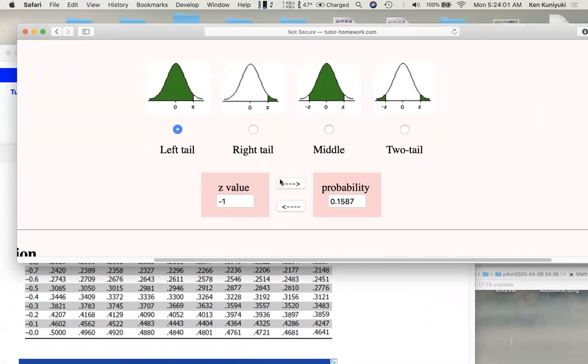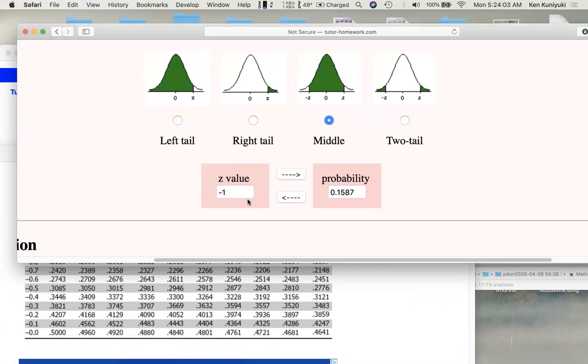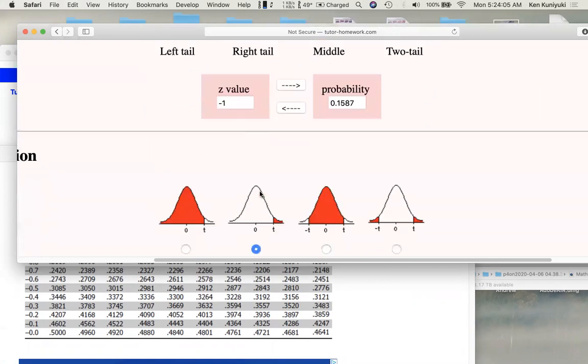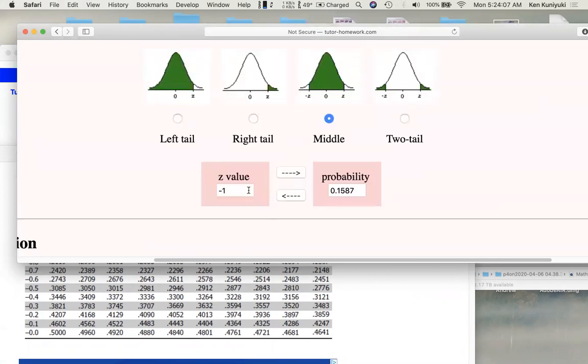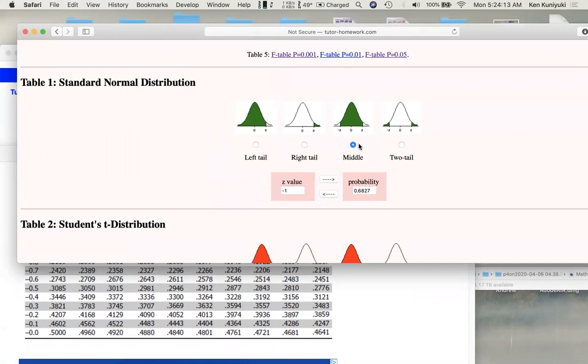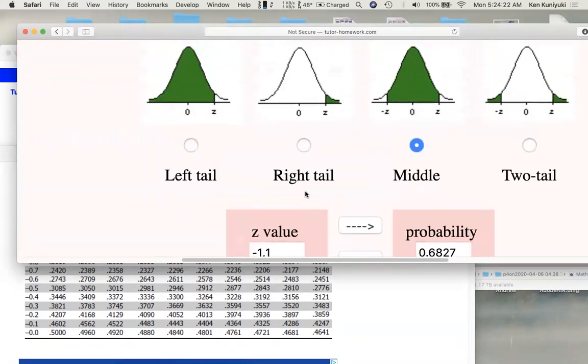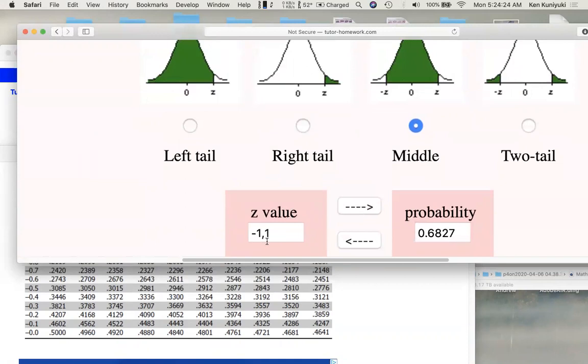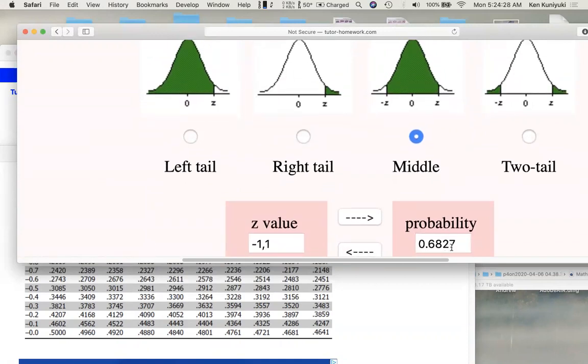If you want to check your work, let's do that. Let's take middle. Okay, so we have middle here. So left, and there should be -1 comma. Oh, there we go. Yeah, so you would enter with a comma. So for the middle probability, you would enter -1, 1, and then click on that. And the probability is 0.6827.